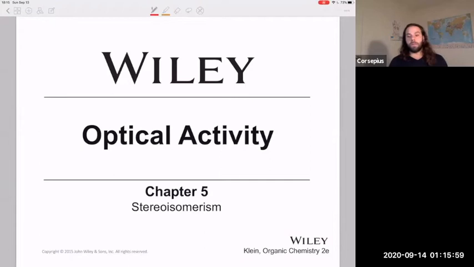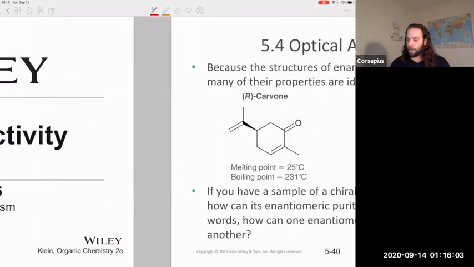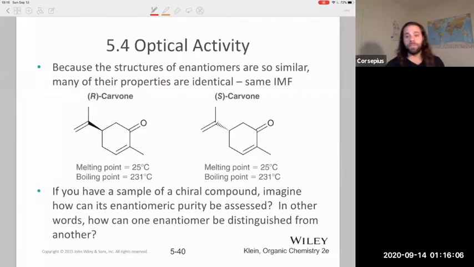Okay, so now we're going to talk about this concept of optical activity. So what the heck is that, right? As we said before, when you have two stereoisomers, the vast majority of their physical properties are the exact same. Melting points are the exact same. Boiling points are the exact same. Solubility properties are the same. Intermolecular forces at work are the exact same. Even things like heat of combustion are going to be the exact same, right? So there are very few physical properties that we could test that would distinguish between two stereoisomers.